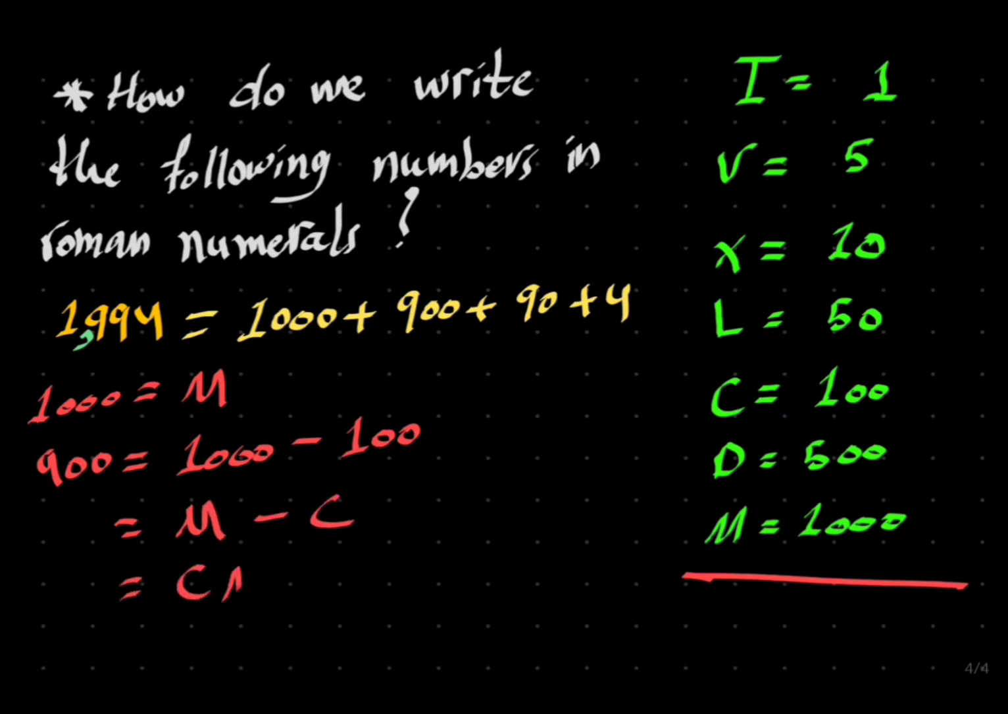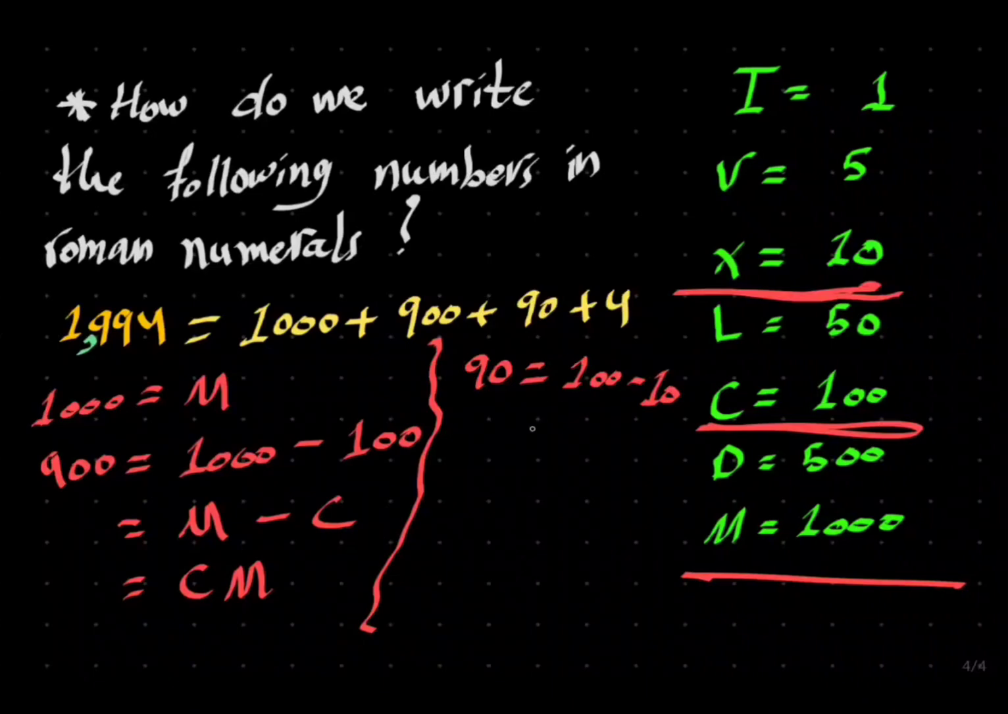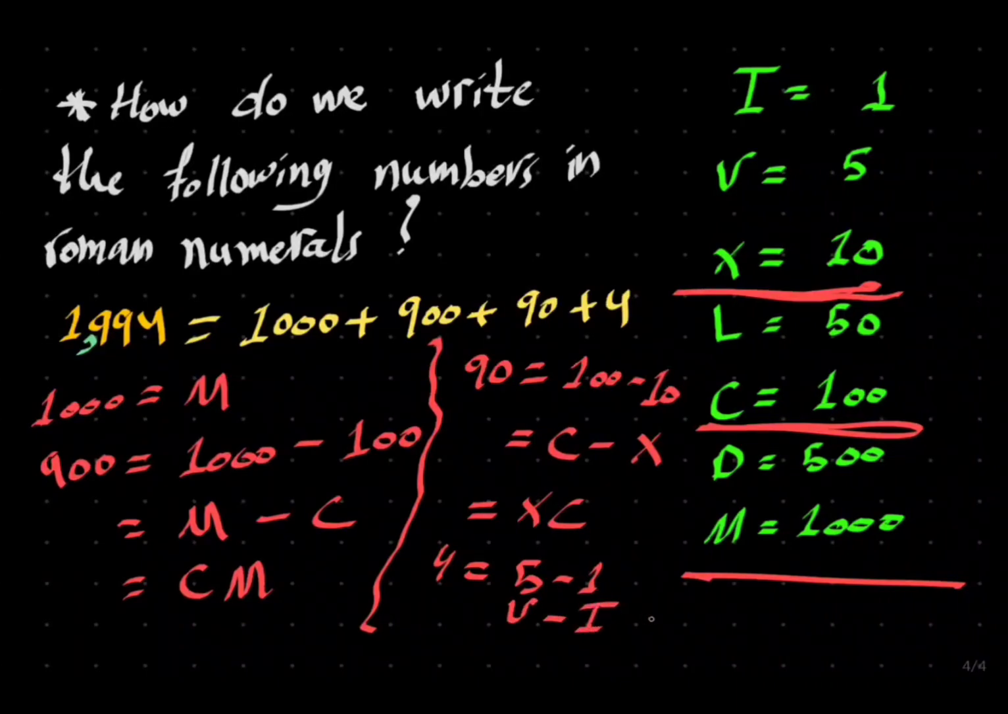So CM. Now 90 in tens, which equals C, 100, minus 10, which equals C minus X, which is XC. Now 4 in ones equals 5 minus 1, which is V minus I, equals IV.